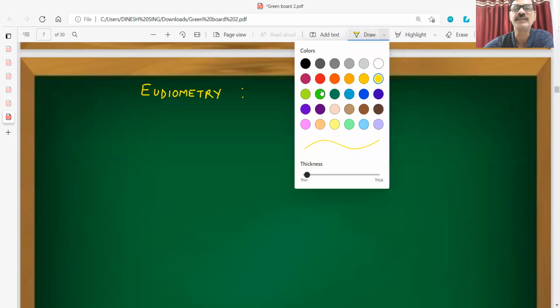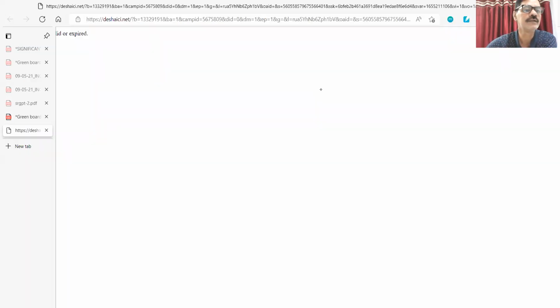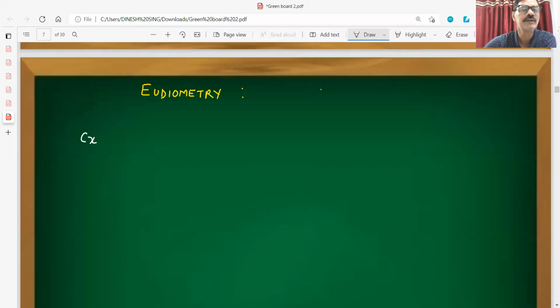So let us see. Suppose we have a compound CxHy. I am taking a very simple compound first. This is any hydrocarbon. So when this undergoes combustion with oxygen, what will form? This will form x moles of CO2 plus y by 2 moles of H2O.